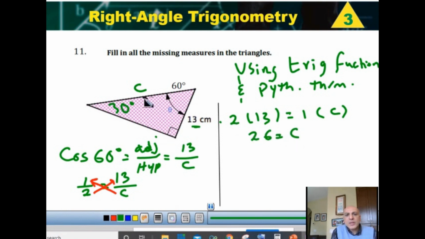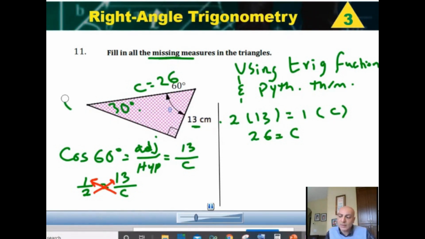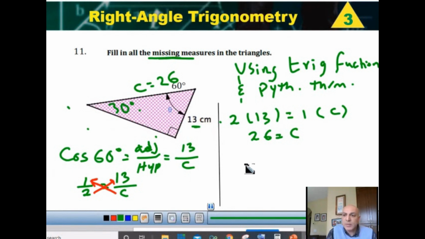But it says find all missing measurements. We did find the angles, obviously. This is 60, this is 30, this is 90. So I am missing this side over here. How do I find it? Now, we could use the Pythagorean theorem. Prior to that, I can't, because I have to have two things for the Pythagorean theorem.